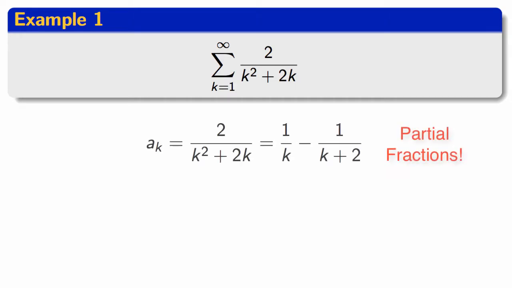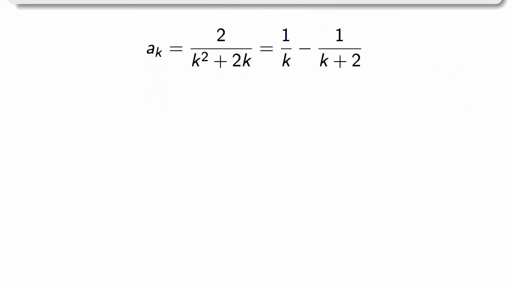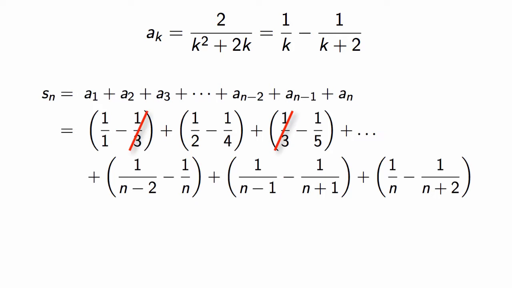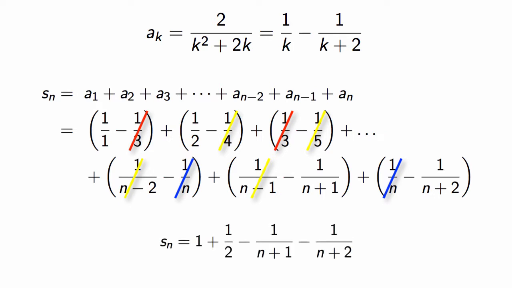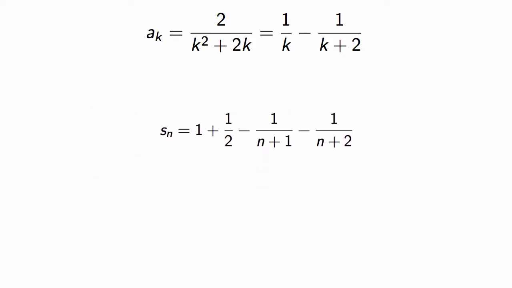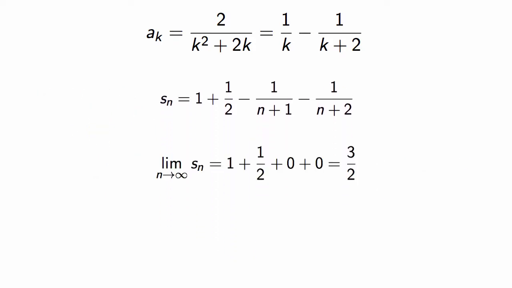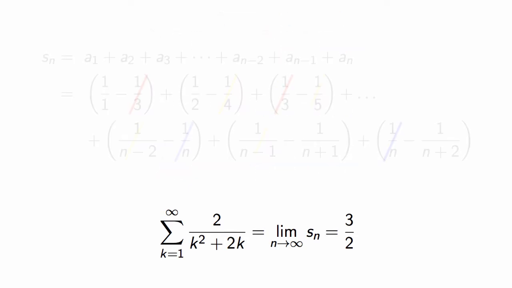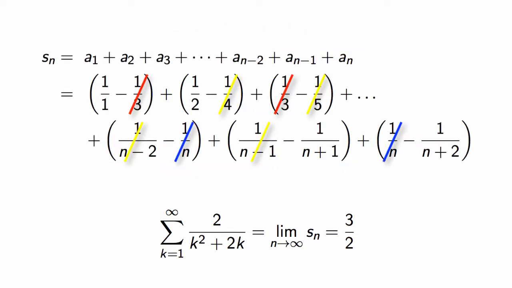Rewriting the terms of our series using partial fractions, we see that the kth term is equal to 1 over k minus 1 over k plus 2. Using this information, we can come up with a formula for s sub n, the nth partial sum. Notice that most of these terms cancel out. So we are left with s sub n equals 1 plus 1/2 minus 1 over n minus 1 over n plus 2. Taking the limit of this expression as n goes to infinity gives us 3/2, which means that our series converges to 3/2. This idea of canceling many terms of a partial sum is known as telescoping.